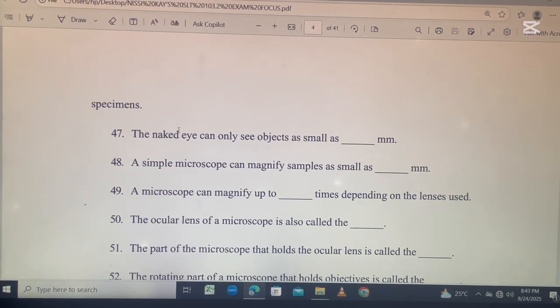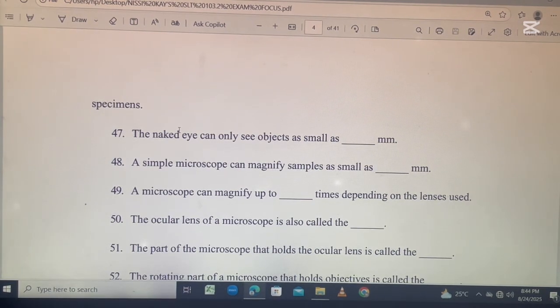So it uses light and, of course, magnifying lenses. All right, so the answer is magnifying lenses. Now, the next one, number 47: the naked eye can only see objects as small as 0.2 millimeters. So you can only see objects as small as 0.2 mm with the naked eye, and of course anything smaller than that can only be seen using the microscope.